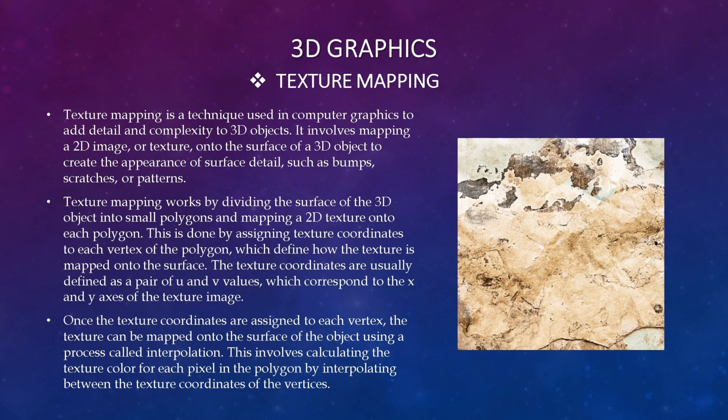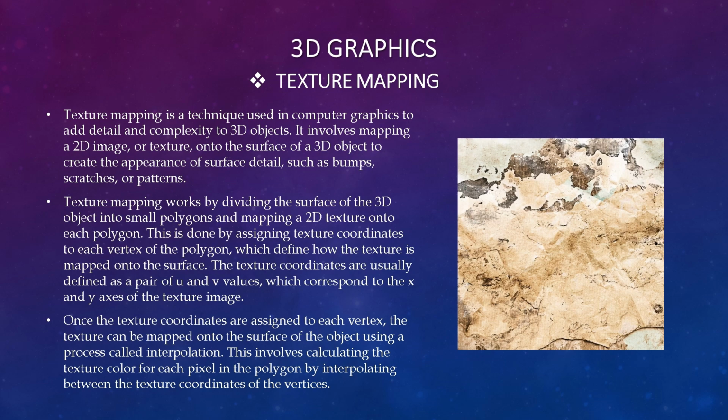Texture mapping works by dividing the surface of the 3D object into small polygons and mapping a 2D texture onto each polygon. This is done by assigning texture coordinates to each vertex of the polygon, which define how the texture is mapped onto the surface. The texture coordinates are usually defined as a pair of u and v values, which correspond to the x and y axes of the texture image.